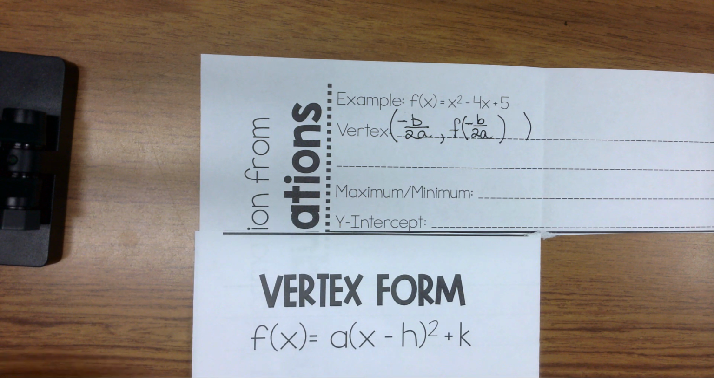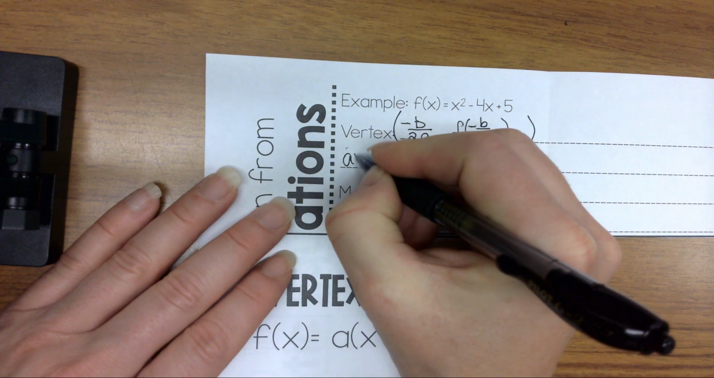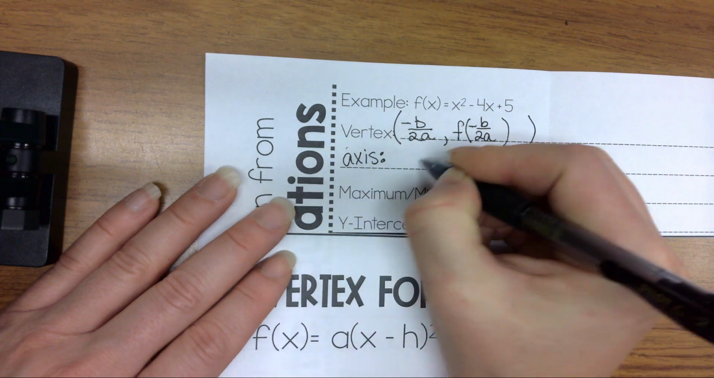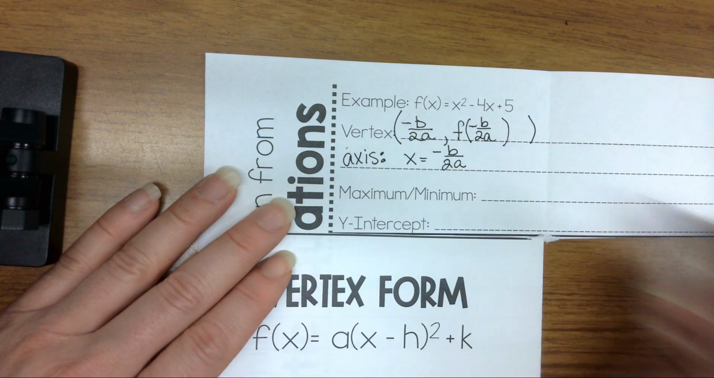I'm going to add one more thing right below vertex. The axis is going to be x equals negative b over 2a. That is the axis of symmetry.